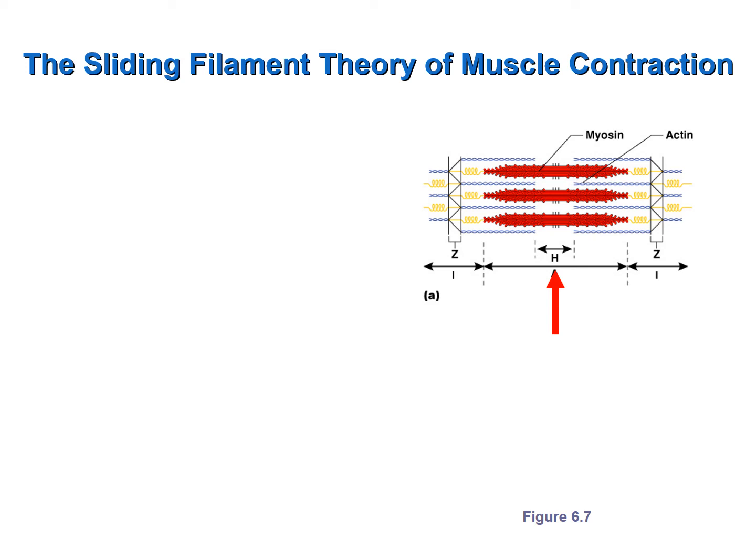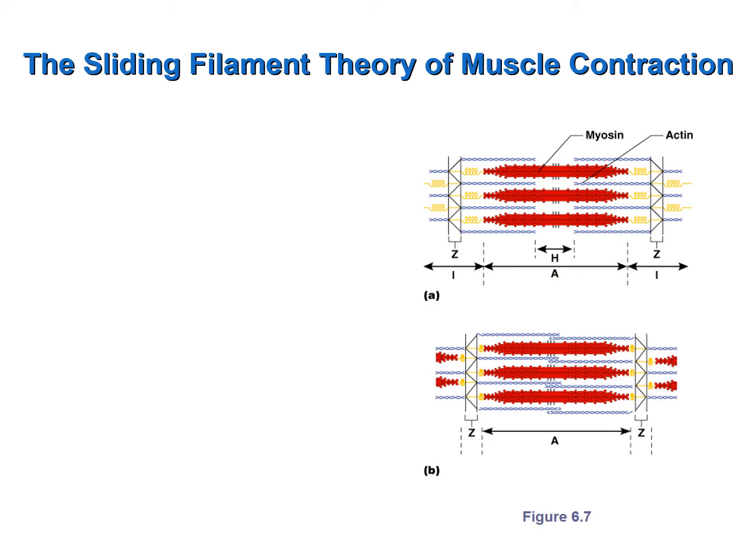attach to the thin filaments and pull them inward, there is complete overlap between the thick and thin filaments. There is no H zone visible. The thin filaments have been pulled inward, and so the sarcomere has contracted or shortened.